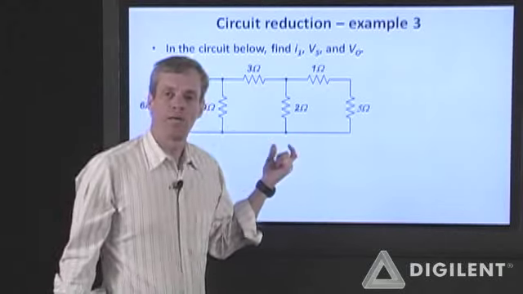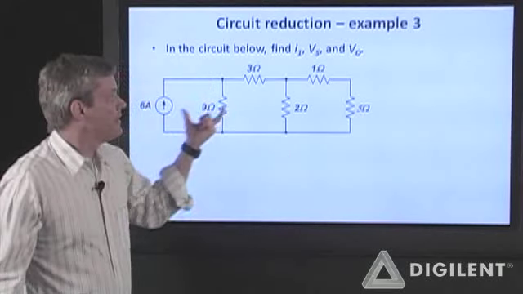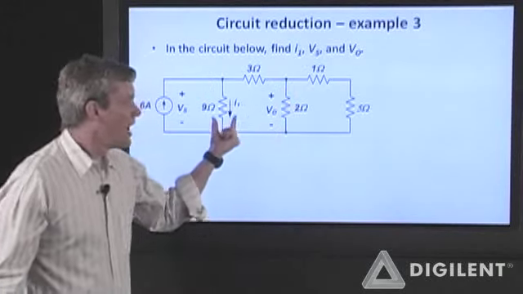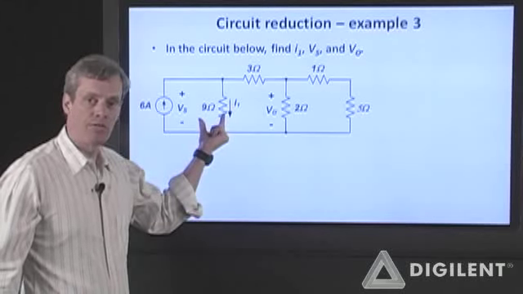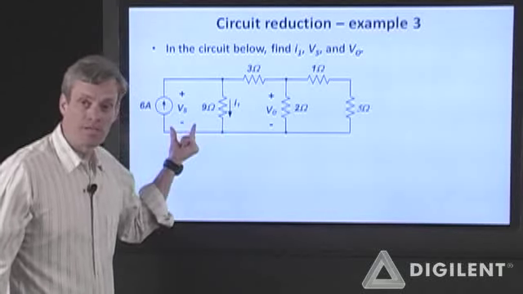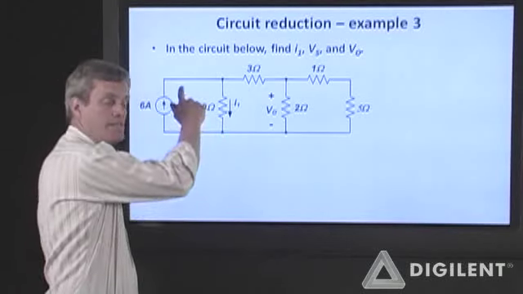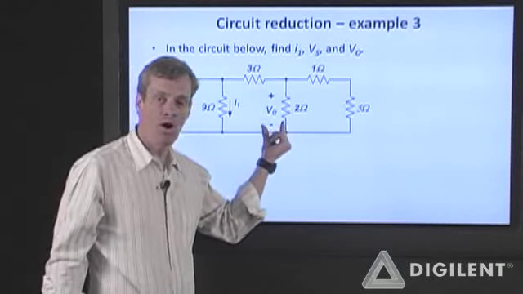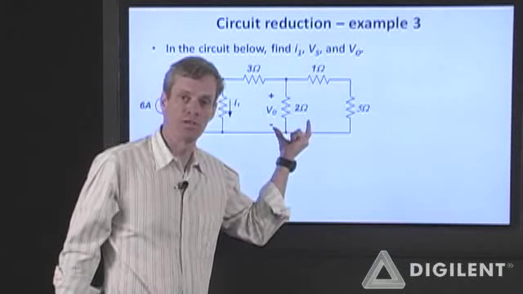Let's try a slightly more complicated example now. In this circuit, I want to find I1, which is the current through the 9 ohm resistor, V sub S, the voltage across the 6 amp source, and VO, which is the voltage across the 2 ohm resistor.